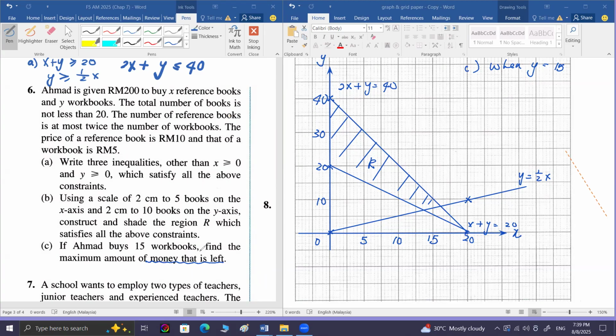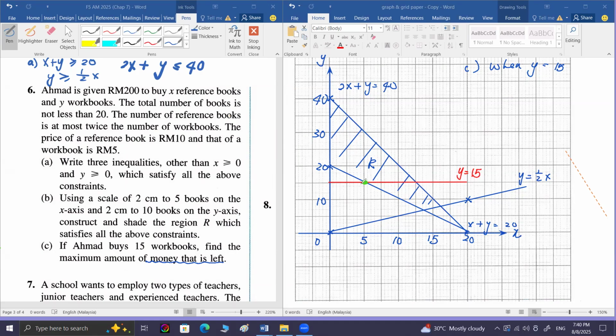Let's say you have some pocket money. You want to find the maximum of your pocket money that is left, means you spend the least, right? See how I do? When Y is 15 here, what you need to get is the minimum that you spend. If I change, the minimum amount of money left means you spend the most, then you get this point. Can you see what I mean?